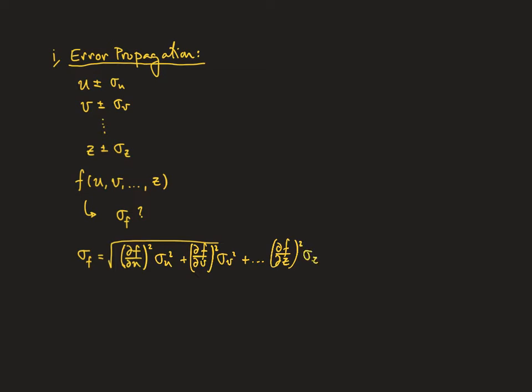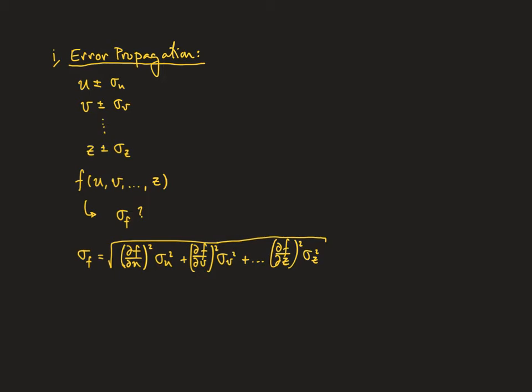Now there's some subtleties here. We're going to evaluate these partial derivatives at the values of u and v, etc., that we measured in our experiment. Also, I should mention, maybe not all of you have seen partial derivatives before. All a partial derivative means is take the derivative with respect to one variable while holding all of the others constant.